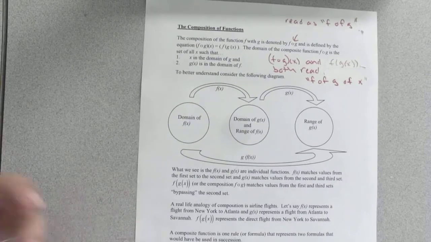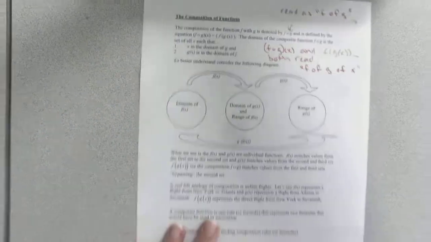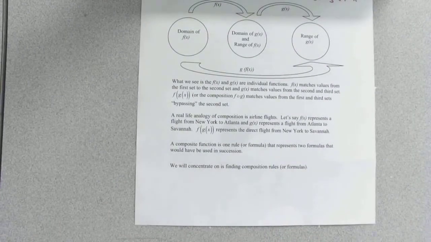A real-life example here, analogy of composition is airline flights. Let's say f of x represents a flight from New York to Atlanta, and g of x represents the flight from Atlanta to Savannah. F of g of x would represent the direct flight from New York to Savannah. One flight that took the place of two flights. A composite function is one rule or formula that represents the formulas that would have been used in succession. Just like one flight that gives the same result of taking two flights in a row.